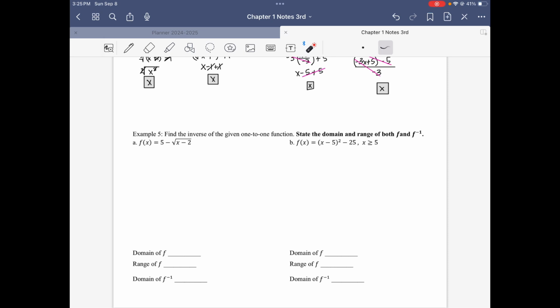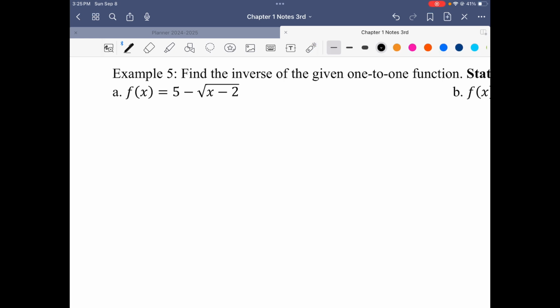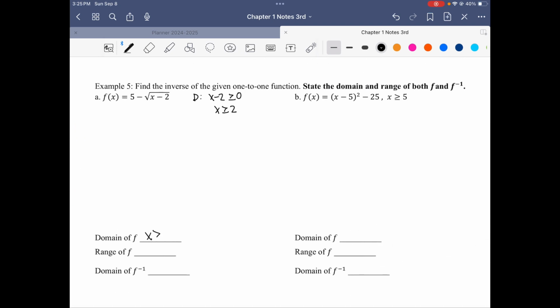Next, we are going to talk about the one-to-one requirement and how we would actually go about finding an inverse function. So for this one, if we want to find an inverse, first I would always check your domain. So the domain tells us that we can't take the negative even root. So this has got to be greater than or equal to 0. So x therefore has to be greater than or equal to 2. I would just hold on to that because it's going to ask us right here.